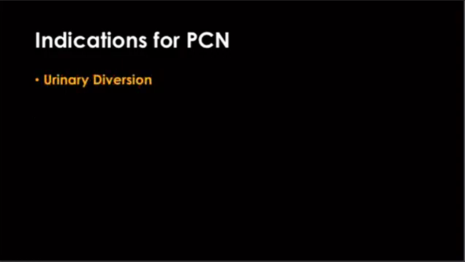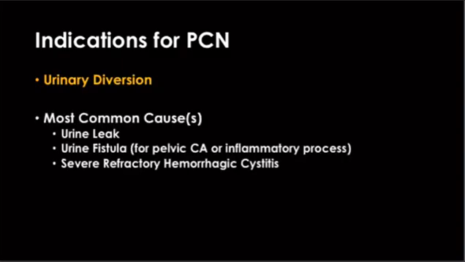Urinary diversion. So these are situations where let's say there's been a urine leak from an iatrogenic complication. GYN cuts the ureter, doing some kind of GYN thing. If you've had pelvic cancer or radiation or something like that that's caused a fistula, or you've got refractory hemorrhagic cystitis. Remember the step one buzzword for that, cyclophosphamide. Remember that that's a chemotherapeutic agent that can cause hemorrhagic cystitis.